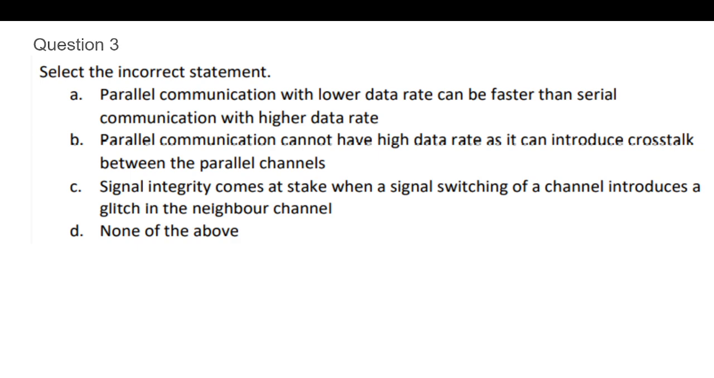Select the incorrect statement. Parallel communication with lower data rate can be faster than serial communication with higher data rate. This is also correct. Parallel communication cannot have high data rate as it can introduce crosstalk between the multiple parallel channels. This is also true. Signal integrity comes at a state when a signal switching of a channel introduces a glitch in the neighboring channel. This is also true. So the answer is none of the above.